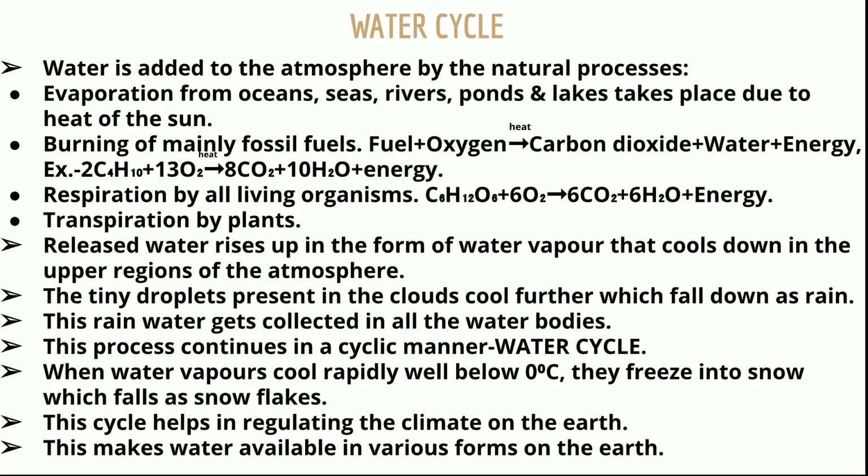Then when water vapor cools rapidly and the temperature comes well below 0 degrees centigrade, it freezes to snow, which can fall as snowflakes. Then this cycle helps in regulating the climate on the earth. This makes water available in various forms on the earth.